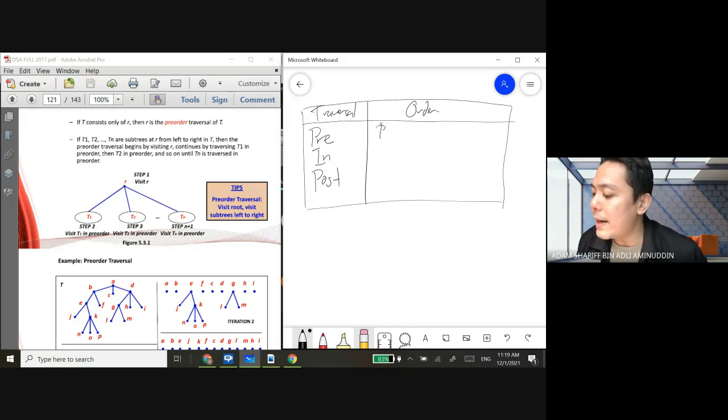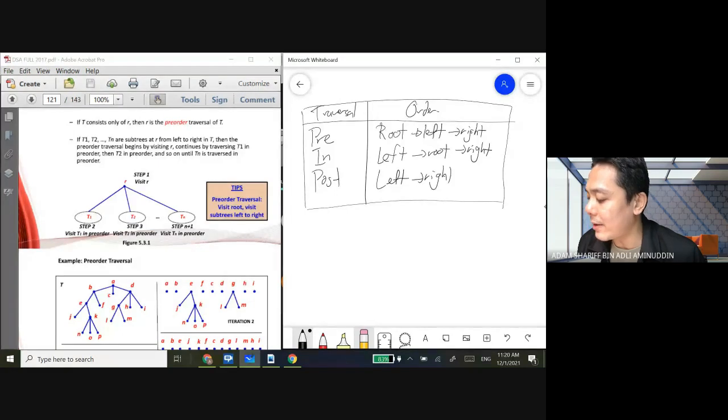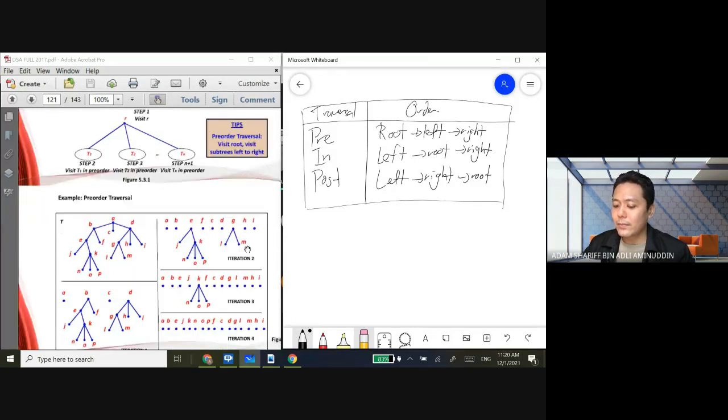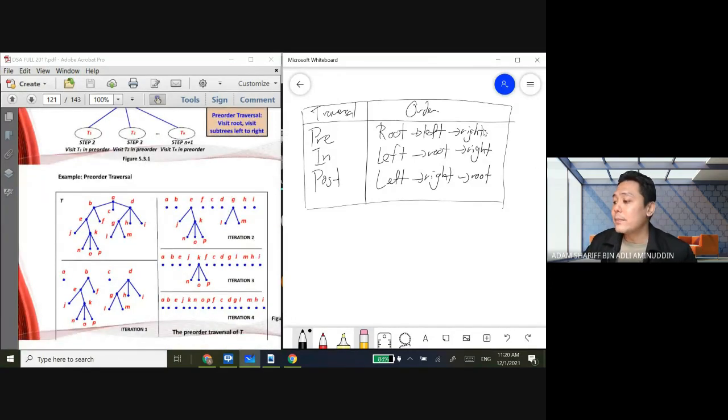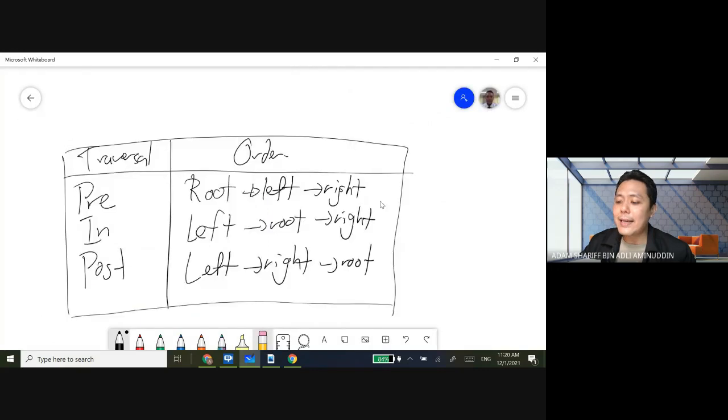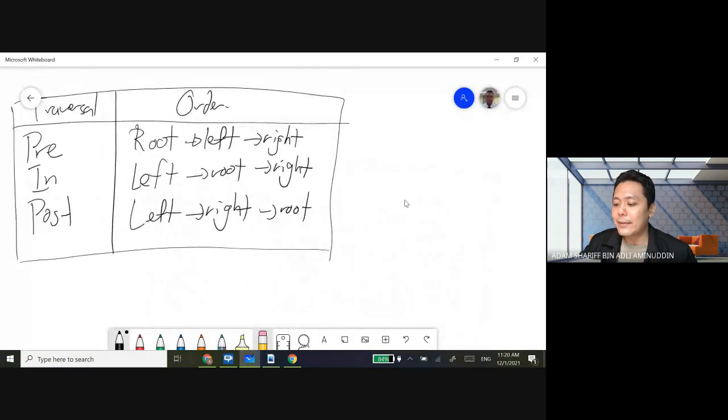Untuk pre-order, you must focus on the root. You go to left and then you go to right. Nanti saya explain balik eh. In order, left, root, right. Whereas the post order, we start left, you go to right, and then you back to root. Okay, saya akan start dengan contoh yang kecil. So fokus kat saya punya lukisan.